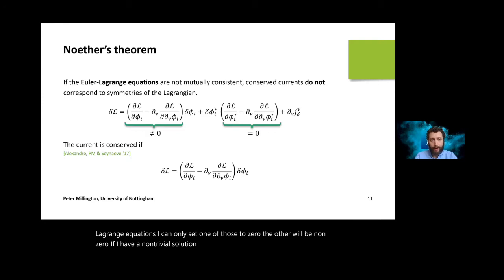And so then what this means is that the current, so the divergence of that J nu, that current can only be conserved if the symmetry transformation that I'm making of my Lagrangian is such that the variation in the Lagrangian is exactly equal to the term that's left over because the Euler-Lagrange equations are not mutually consistent. So that's rather abstract, but I can give you a concrete example.